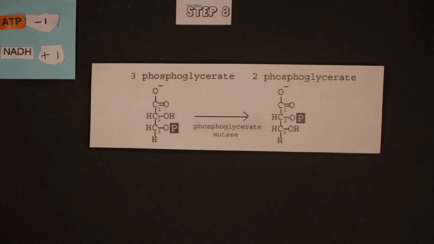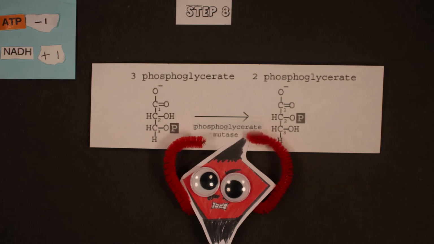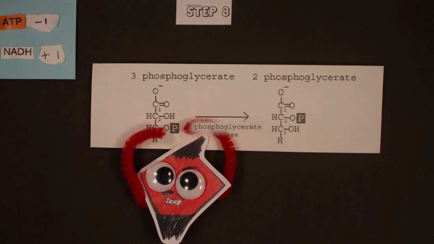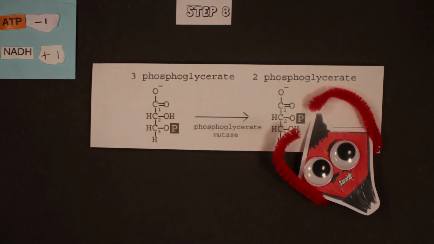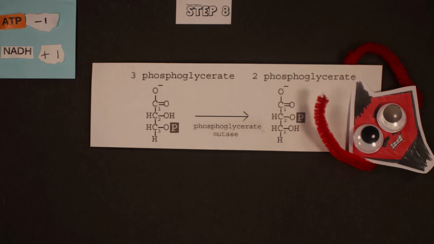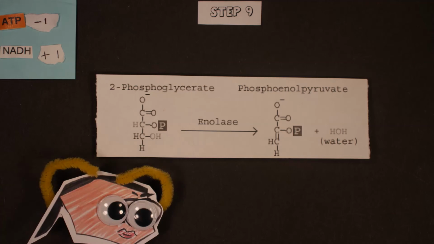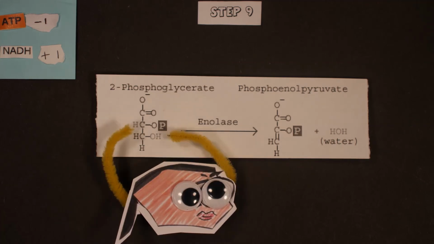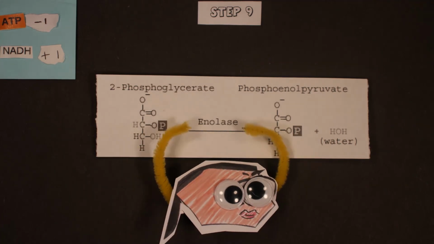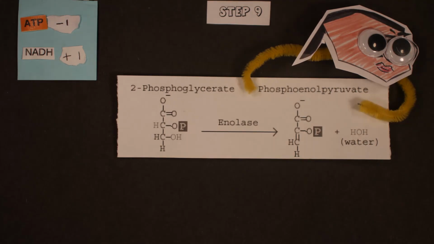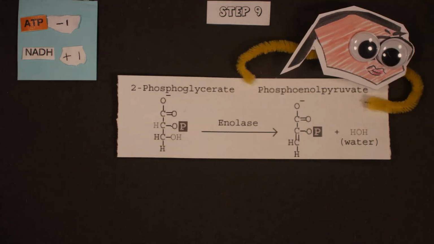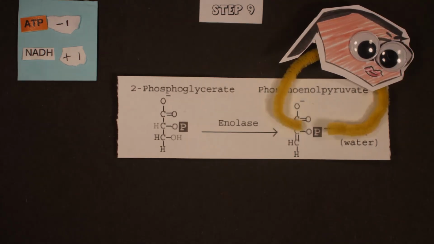Step 8. Phosphoglycerate mutase then relocates the remaining phosphate group from the 3rd to 2nd carbon atom, isomerizing 3-phosphoglycerate to 2-phosphoglycerate. Step 9. 2-phosphoglycerate loses a molecule of water with the help of the enzyme enolase, becoming phosphoenolpyruvate or PEP. This is an unstable molecule and is primed to lose its phosphate group.